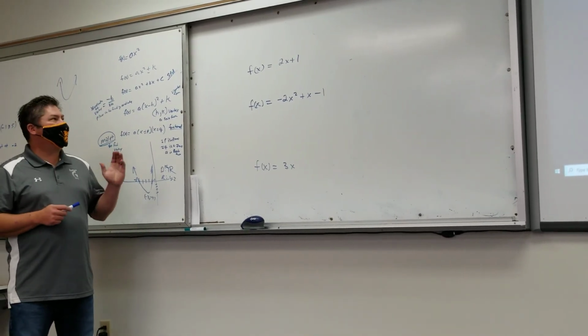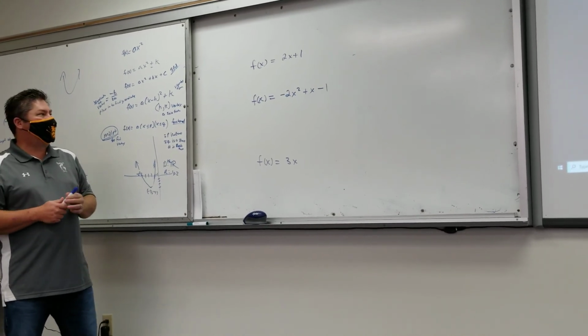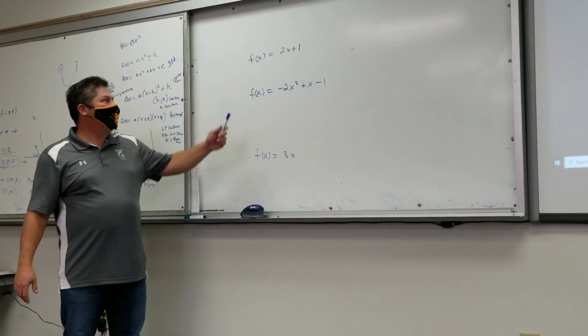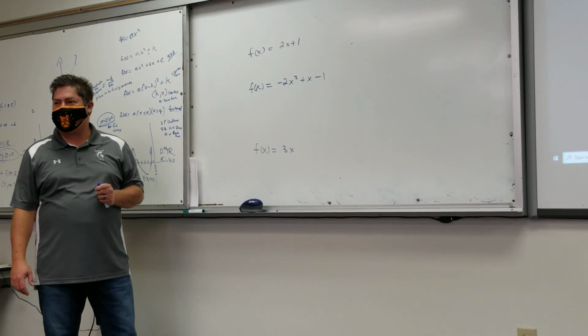So let's say that these were the type of functions we had. Now, this is actually a quadratic function. It actually kind of looks like a U eventually. This is a linear function, this is a linear function. First of all, how do I tell what type of function it is?